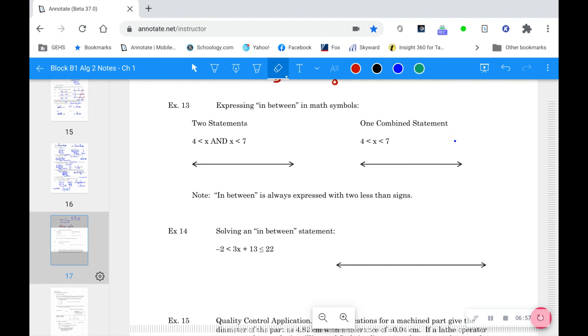In-between in math looks like 2 less than signs with a variable in between. Let me explain. So here I've got 2 things that are true with an AND statement between them. The number 4 is less than x, or you could say x is greater than 4, to the right of 4. And here we have it's to the left of 7. So the numbers that are to the right of 4 and less than 7, let's go ahead and put a scale on here.